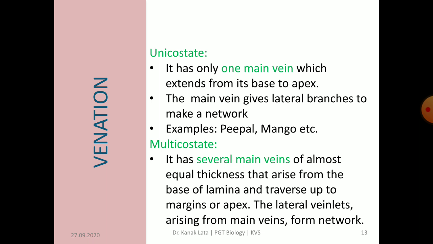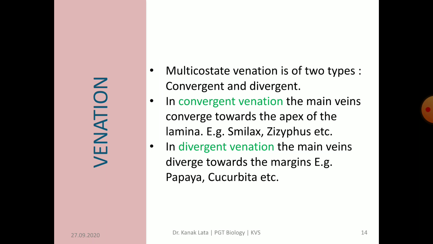Whereas in multicostate reticulate venation, several main veins of almost equal thickness arise from the base of the lamina, and they traverse up to the margin or apex. The lateral veinlets arising from main veins form the network. Further, multicostate reticulate venation is of two types. One is convergent, another is divergent.